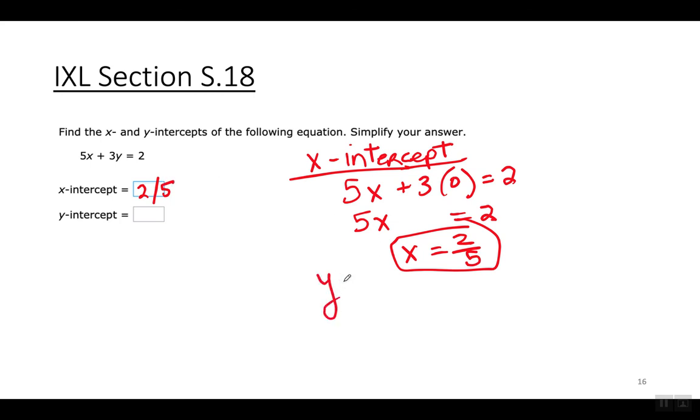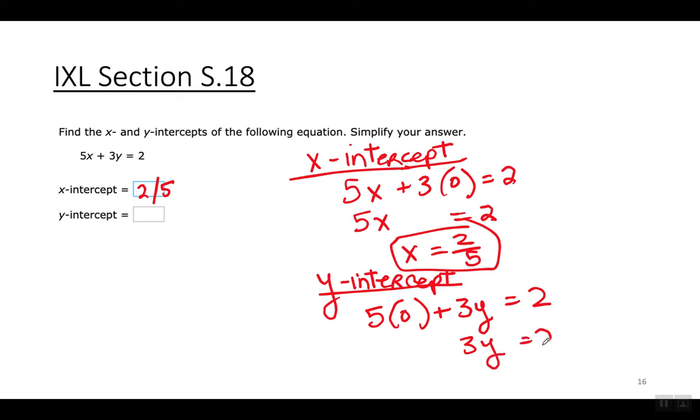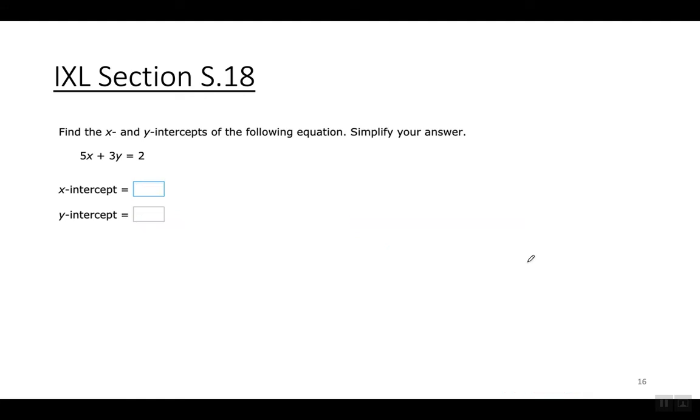And for the Y-intercept, I'm going to make X equal to 0 and solve for Y. Alright, so 3Y equals 2. So Y equals 2 over 3. Alright, moving on to the next one.